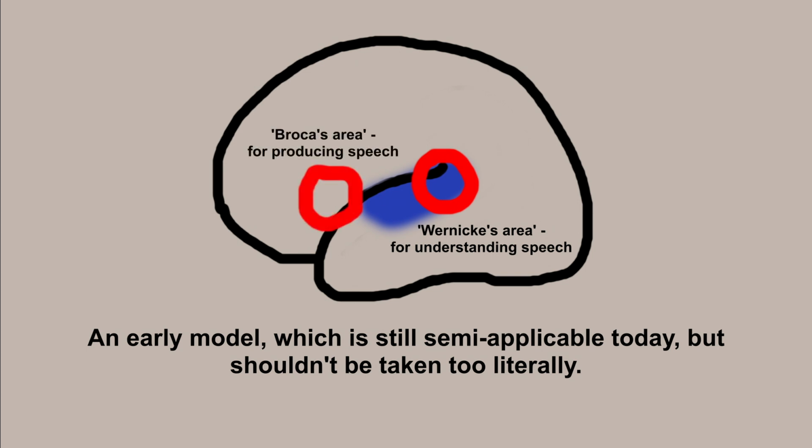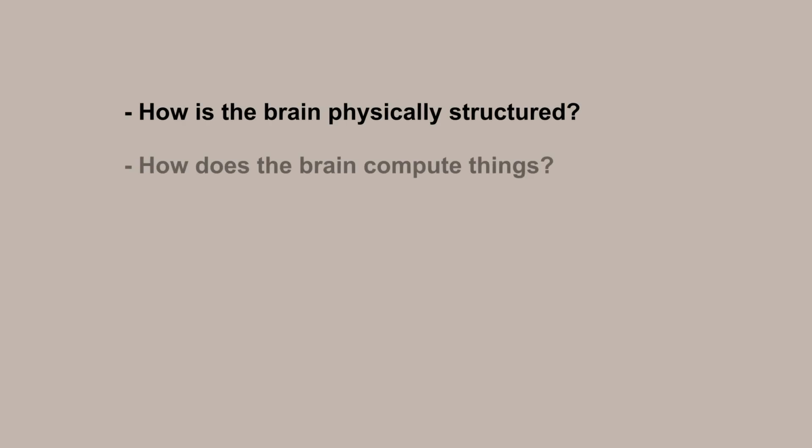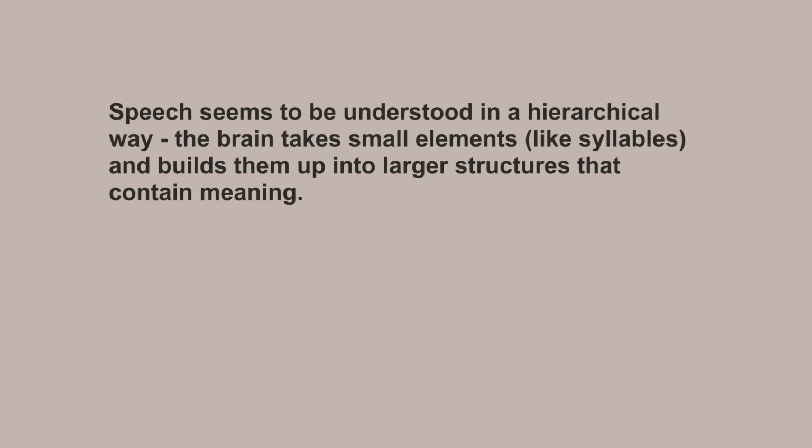Researchers still sometimes talk about these areas, but as neuroimaging improves, it's becoming clear that this model is a bit oversimplistic and the areas aren't all that well defined to begin with. Here there are two broad areas of research that sometimes struggle to reconcile with each other: how the brain is physically structured and how it does things from a computational angle. Computationally, speech processing seems to be hierarchical. The brain combines small units like syllables to form bigger and bigger structures like phrases and sentences.